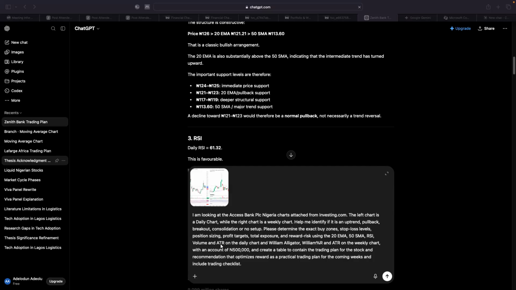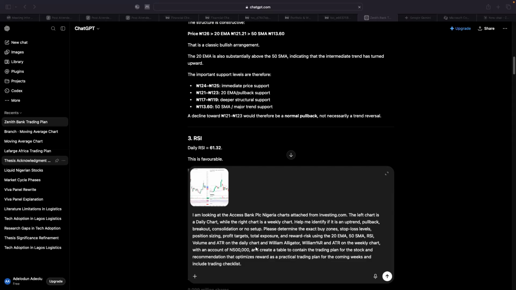Using the 20 EMA, 50 SMA, RSI, volume, and ATR on the daily chart, and William Alligator, Williams %R, and ATR on the weekly chart.